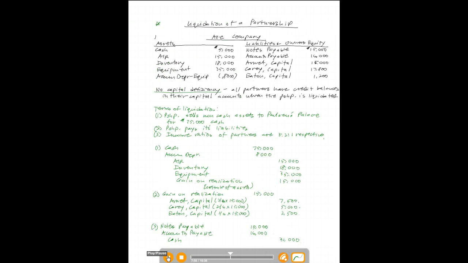Okay, so then I'm going to credit my accounts receivable for the balance of 15,000. The inventory is credited for 18,000. Remember, this is just right off of our balance sheet. And then the equipment is credited for 35,000.